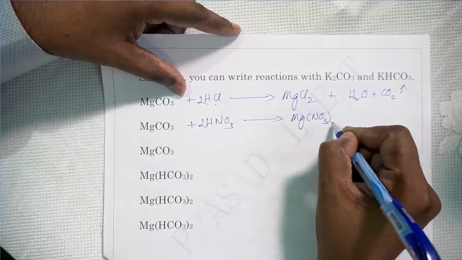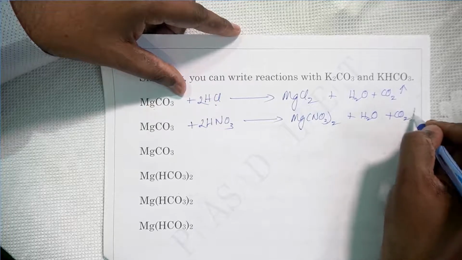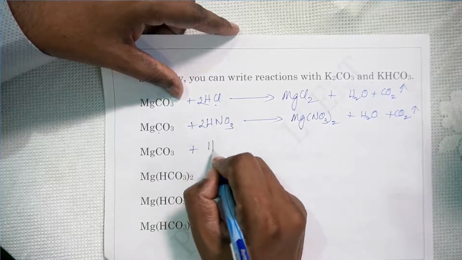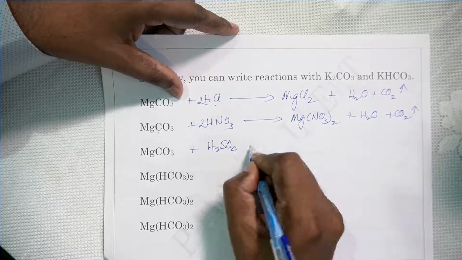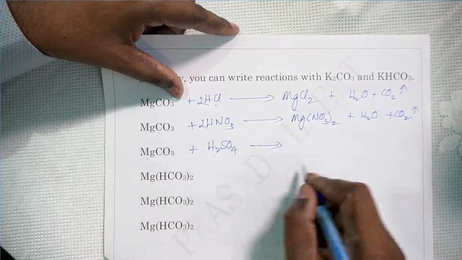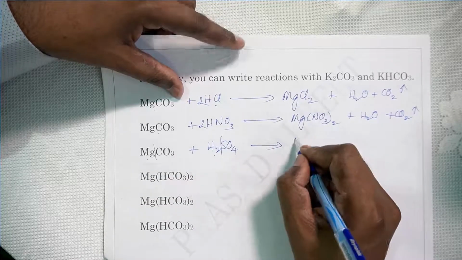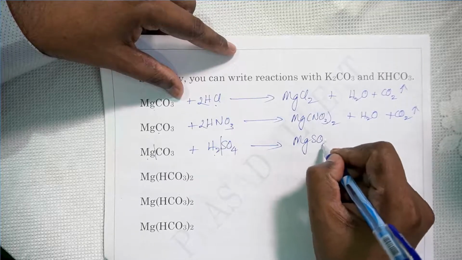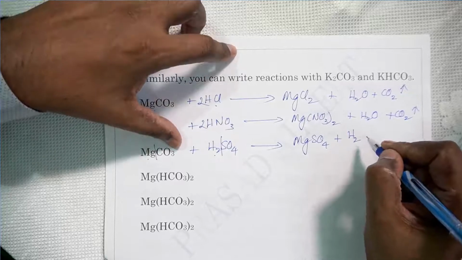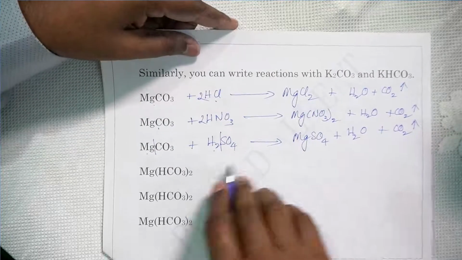Mg(NO3)2 plus H2O plus CO2. Okay. One carbon, one CO2, right? Now we'll take H2SO4. It's a dibasic acid. Two hydrogens are there. So Mg is divalent. So they are perfectly matching each other. So if you take break here, MgSO4 straight away plus H2, one oxygen from here, H2O plus CO2. Perfectly balanced.